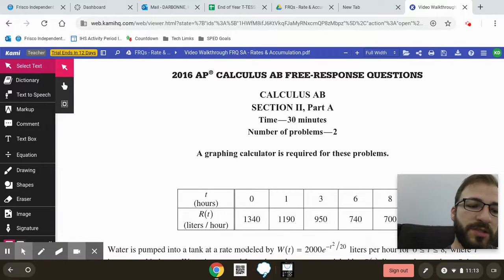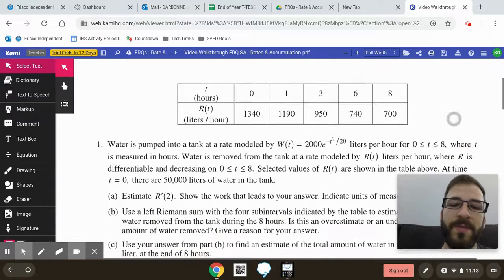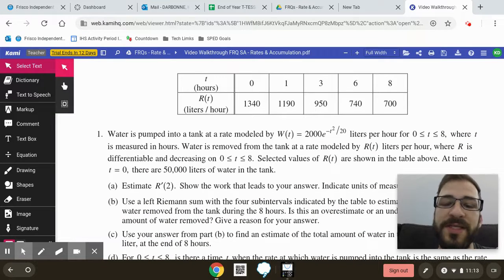So I'm going to be going over the self-assessment FRQs, the two from last week with rate and accumulation. So starting with our 2016, we have water being pumped into a tank at a rate modeled by W of T is equal to 2000 e to the negative T squared over 20 liters per hour from 0 to 8, where T is measured in hours. Water is removed from the tank at a rate modeled by R of T liters per hour, where R is differentiable and decreasing from 0 to 8. And then they give us some selected values of R of T up above. At time T equals 0, there are 50,000 liters of water in the tank. So that's our initial condition.